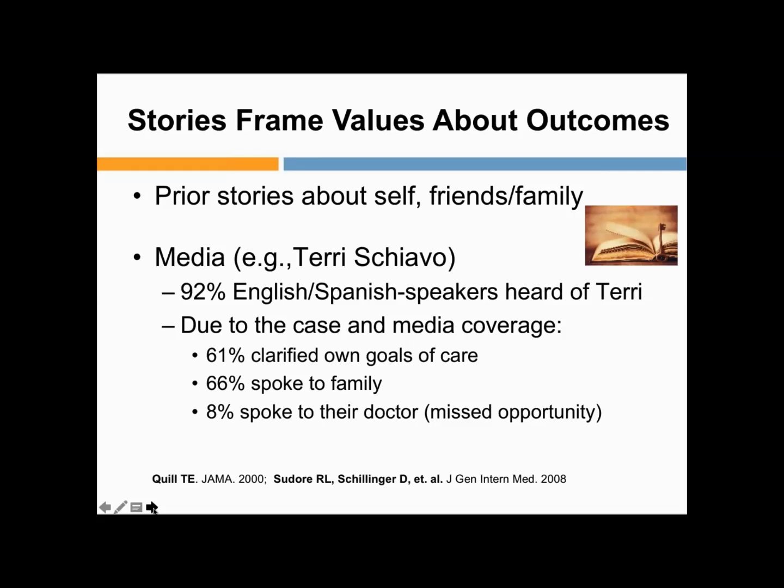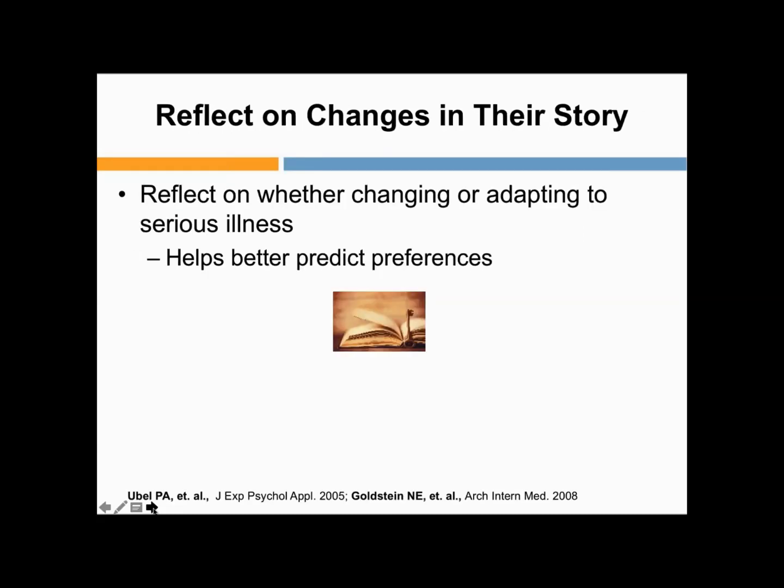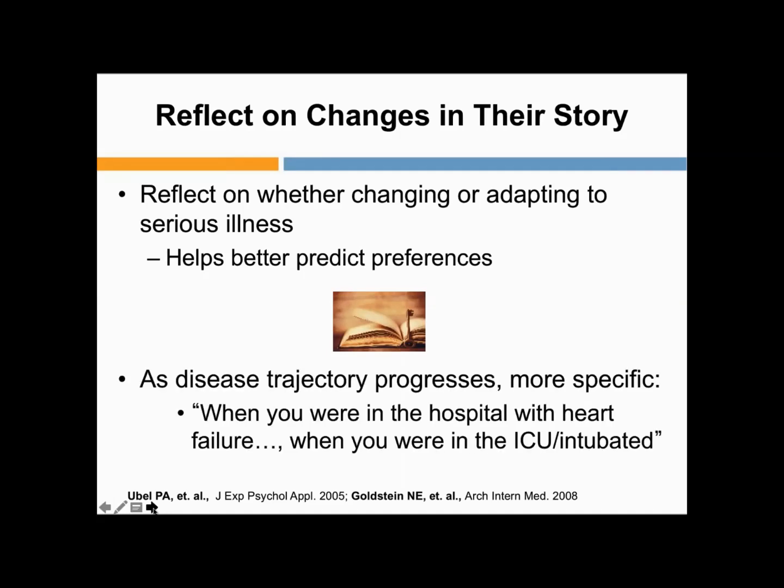But all to say that we could use this idea of stories as very powerful ways to help people identify their values. And then I think helping people reflect on changes in their stories, on whether people are changing or adapting to serious illness. Studies show that when you do this, it really helps people better predict their preferences as their disease trajectory progresses, to become more specific. So when you were in the hospital with heart failure, or the last time you were in the ICU when you were intubated, tell me about that, and how you feel about that, and would you be willing to do that again?